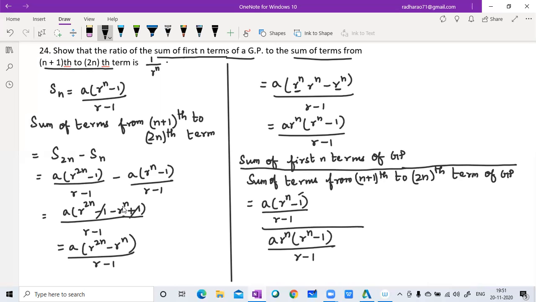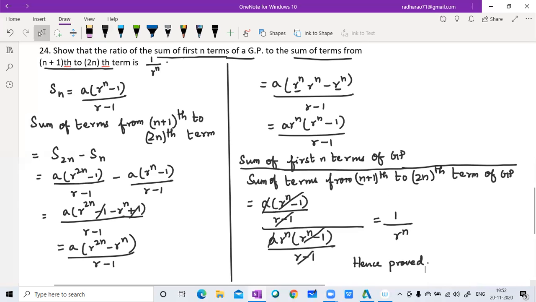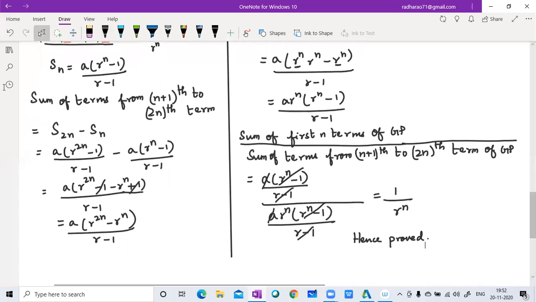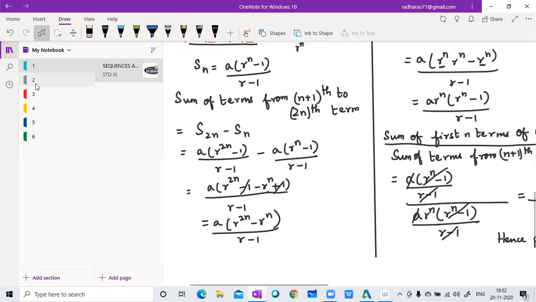So the numerator r power n minus 1 and the denominator r power n minus 1 get cancelled. Denominator r minus 1, r minus 1 gets cancelled, and a also gets cancelled. So what is left out? 1 by r power n. So we have proved the ratio of the sum of first n terms of the GP to the sum of terms from n plus 1 to 2nth term of the GP is 1 by r power n. Hence we have proved what is to be proved. Hope it's clear, children. Let me move on to the next one.